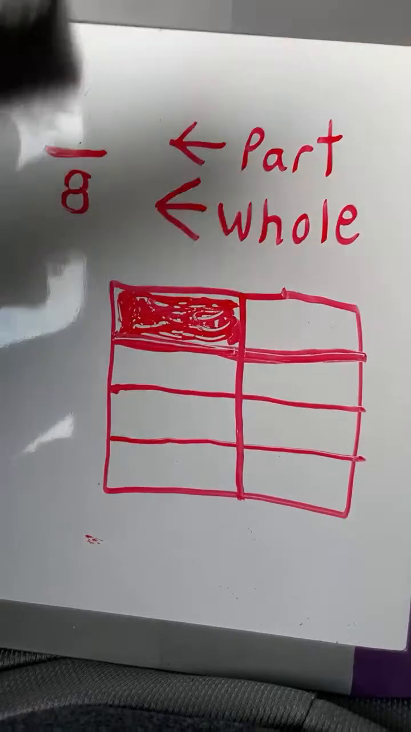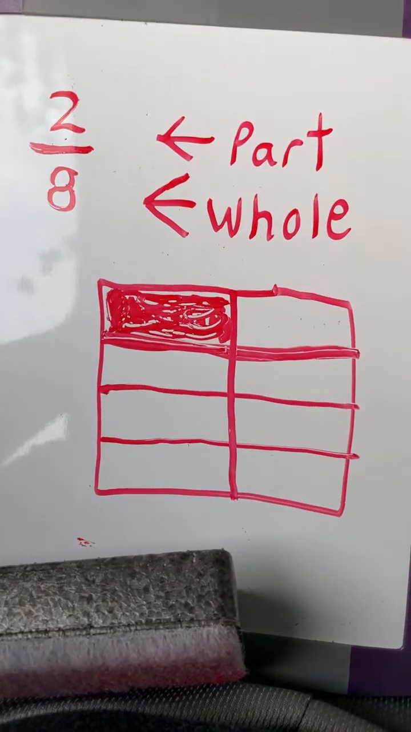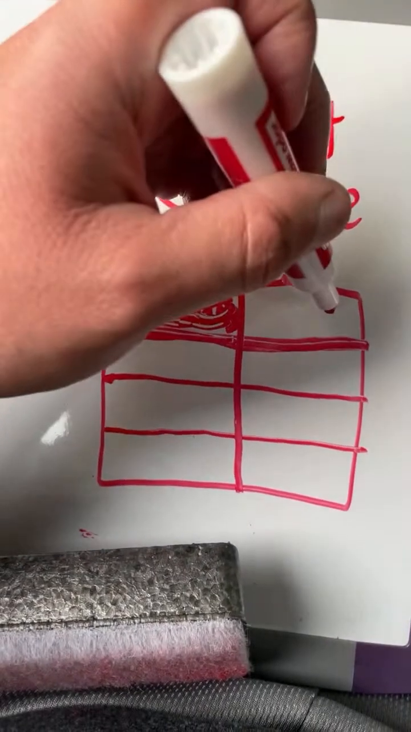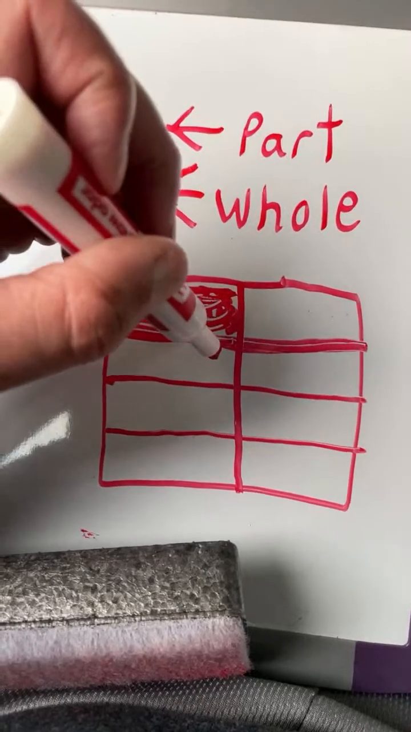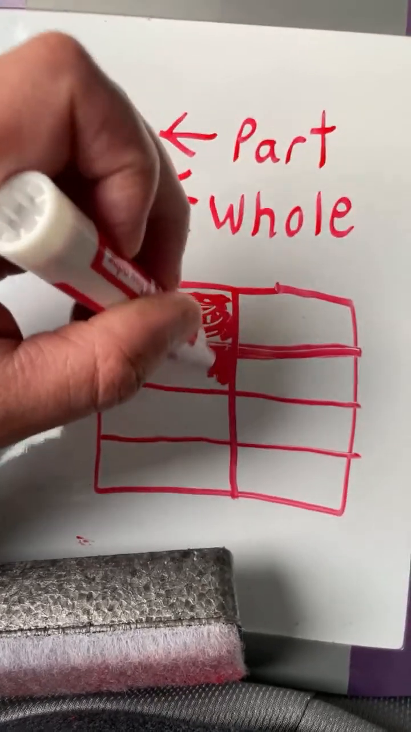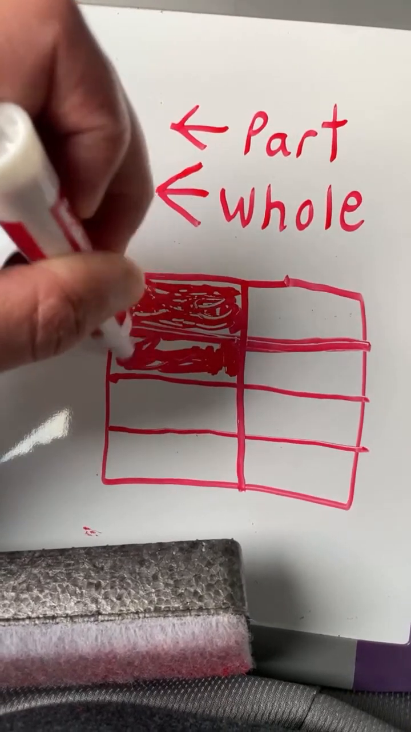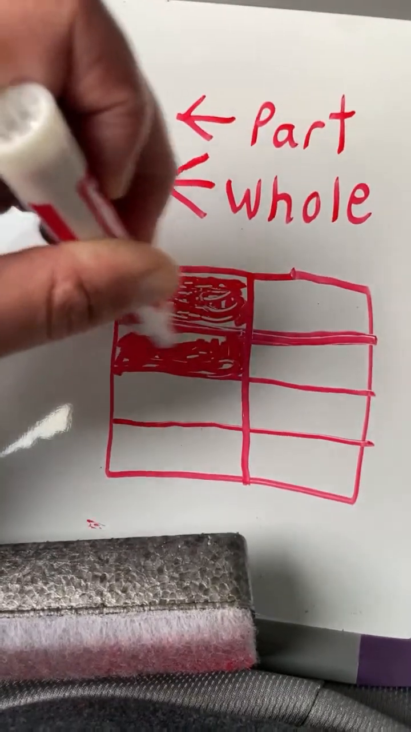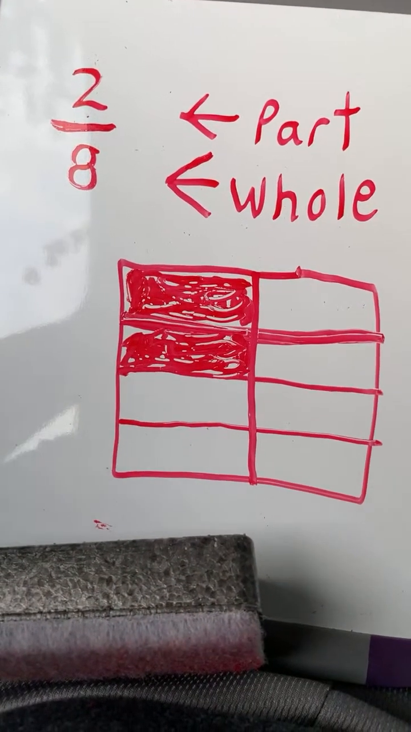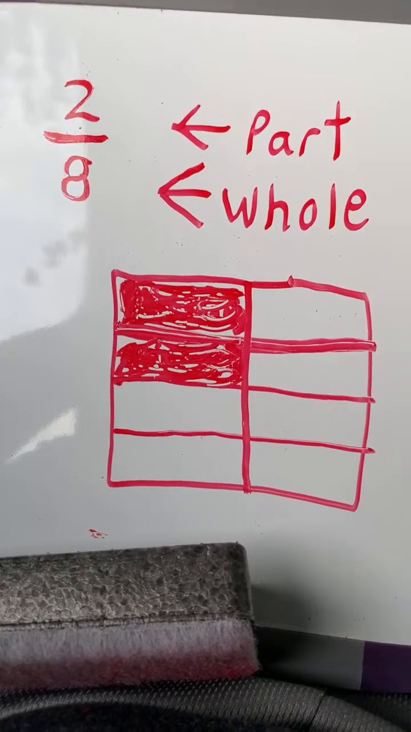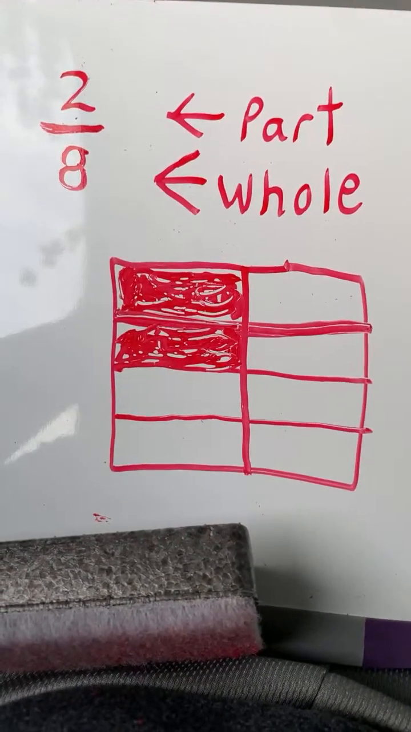Now, if I wanted to do 2/8, it doesn't matter which additional square I shade in. I could shade in this one, or I could shade in the one below, but whichever one I shade in, if 2 out of the 8 parts are shaded in, then that would represent 2/8. So now we have 8 total parts. 2 of those 8 parts are shaded in. This fraction model represents 2/8.